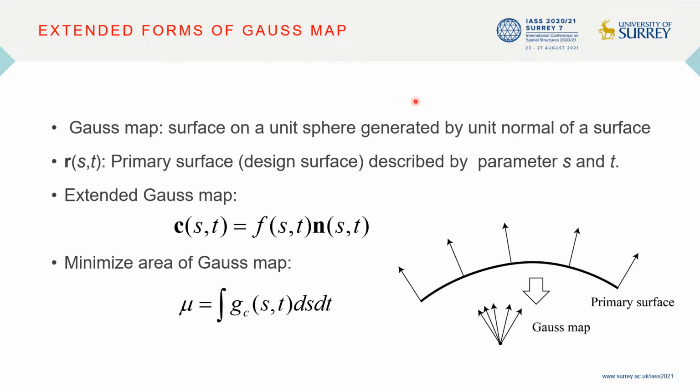Gauss map is a surface on a unit sphere generated by unit normal of a design surface. Here, S and T are the parameters, but we do not use the parametric form in this study. An invariant of surface denoted by F is multiplied to the unit normal vector to generate an extended form of Gauss map. Then free-form surfaces are generated by minimizing the area of the extended Gauss map that is defined as the integral of determinant of the first fundamental form.